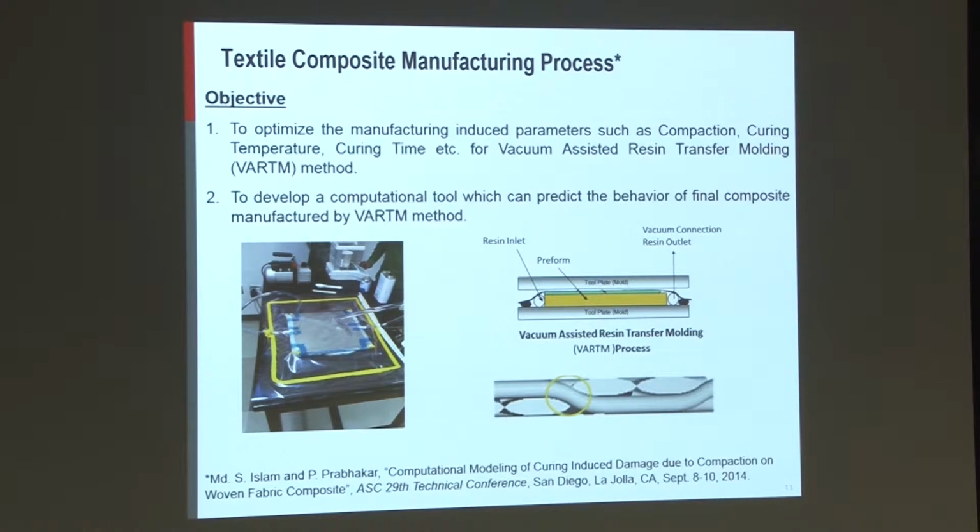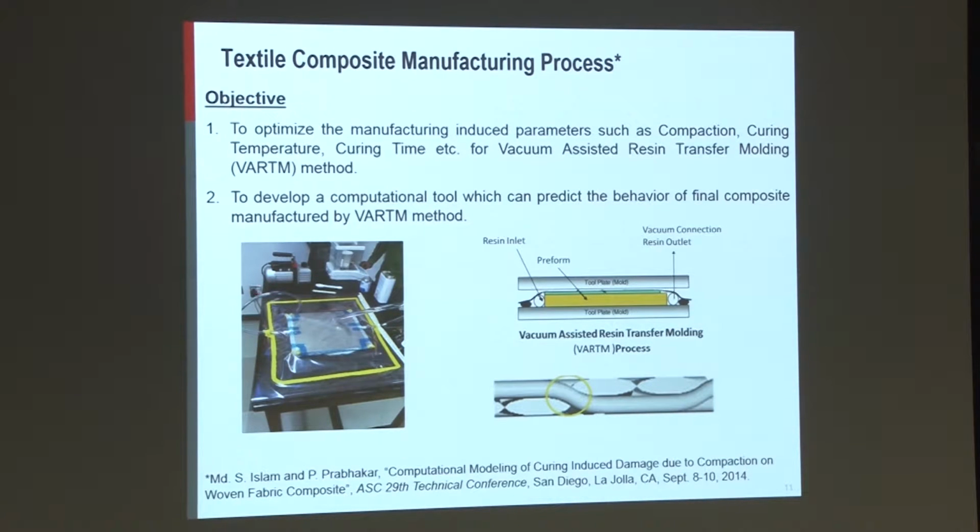So this is a slide that I showed earlier. Again, our goal is to develop a computational model. And this is a schematic of the VARTM process where we start with dry fabric, that is layers of reinforcing material stacked between two mold plates, and it's wrapped or covered in a vacuum bag as shown here with an inlet and an outlet pipe.